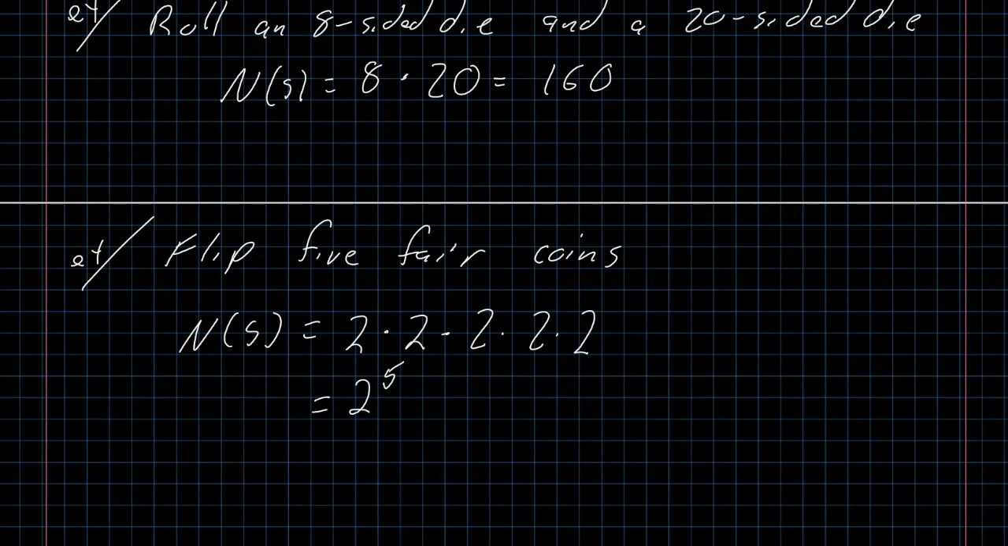Right? If I told you I wanted you to flip 20 fair coins, counting out and making sure you punch it into your calculator correctly could cause problems. Punching in 2 to the 20th is a little bit easier. Right? But either way, in this particular case, we get 32.